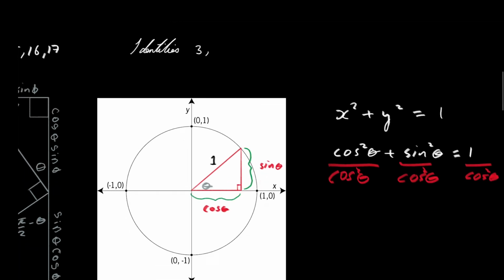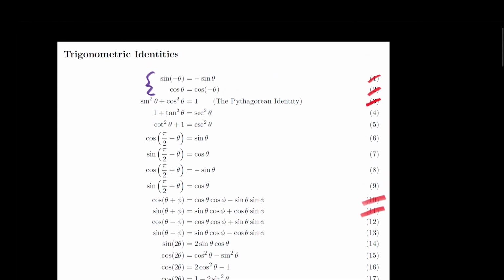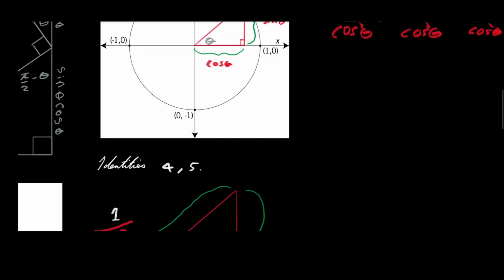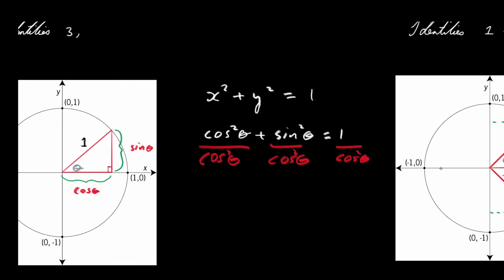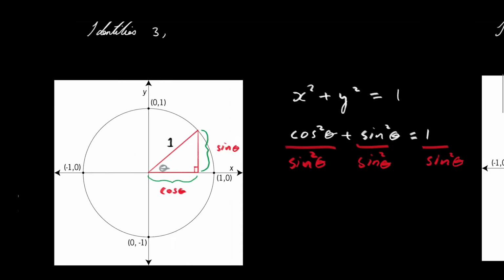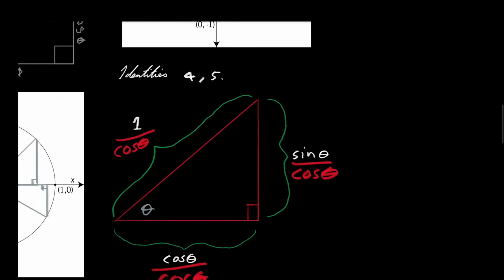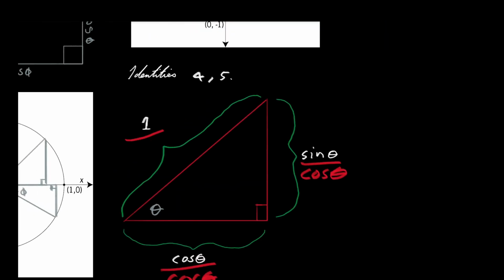Now for trigonometric identity 5, one way that we proved that was to do just like we've done here, but divide through by the sine of theta squared instead of dividing through by the cosine of theta squared. Similarly, all that would happen is that we would be scaling this triangle by a factor of 1 over the sine of theta instead of 1 over the cosine of theta.